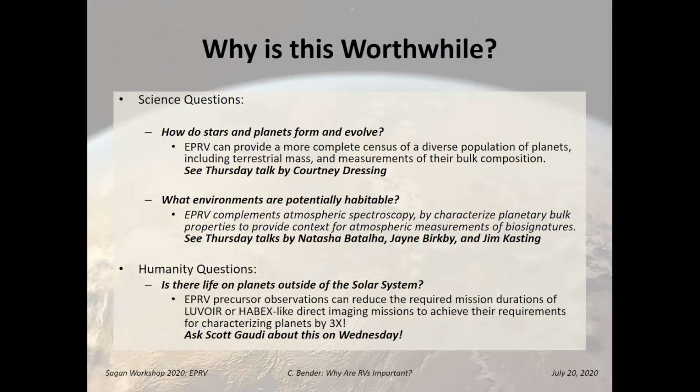If you want to do atmospheric spectroscopy and characterize your planet directly, it helps to know what the planet mass is so that you can put your atmospheric measurements into context. And then kind of the greater humanity question, is there life outside of the solar system? NASA is seriously considering launching a very large, very expensive direct imaging mission in the 2035, 2040 timeframe to go after biosignatures on planets. If you have a precursor survey, which EPRV can provide, then that mission becomes much more efficient. And Scott Gaudi is going to talk a little bit about this on Wednesday.